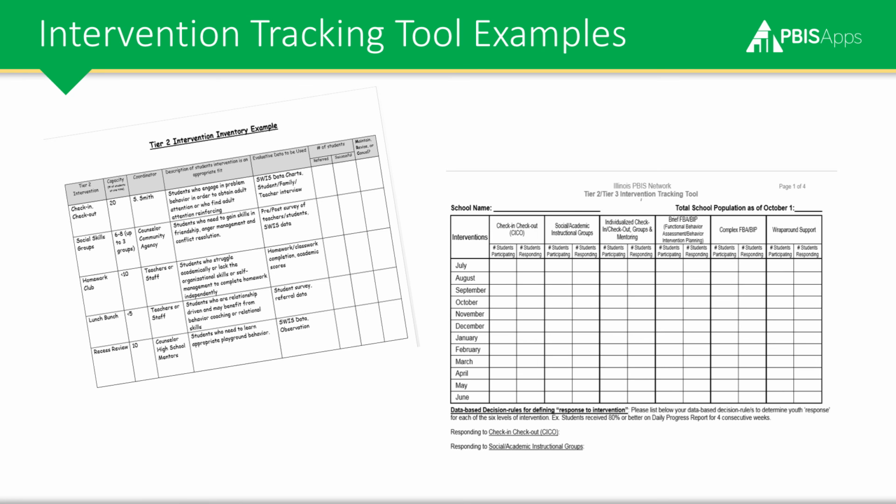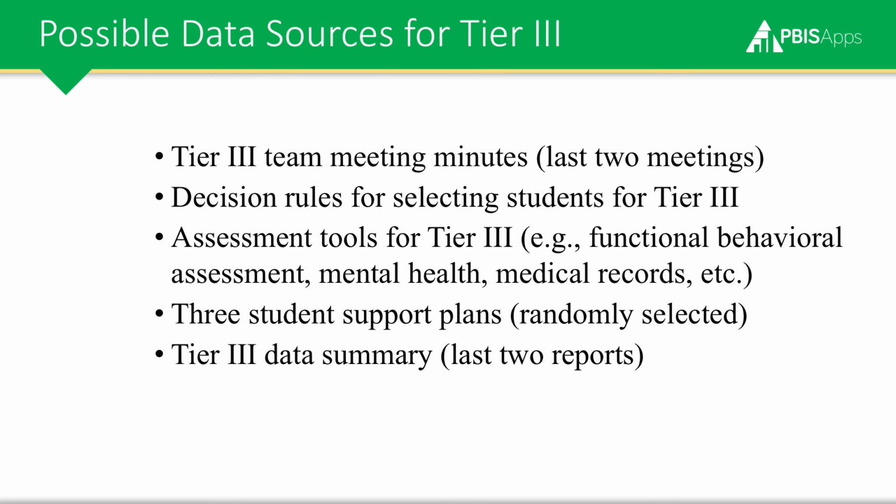The tracking tool provides a way to know which interventions are being used and whether they are being successful. Many sites have created their own through Google Docs and other tools. If you have a document, you may have a different name than intervention tracking tool, but it serves the same purpose. Now we're going to move on to Tier 3. The Tier 3 list covers the possible data sources for Tier 3. They're not required data sources, but they are documents that might assist the team in answering questions on the Tier 3 section of the TFI.